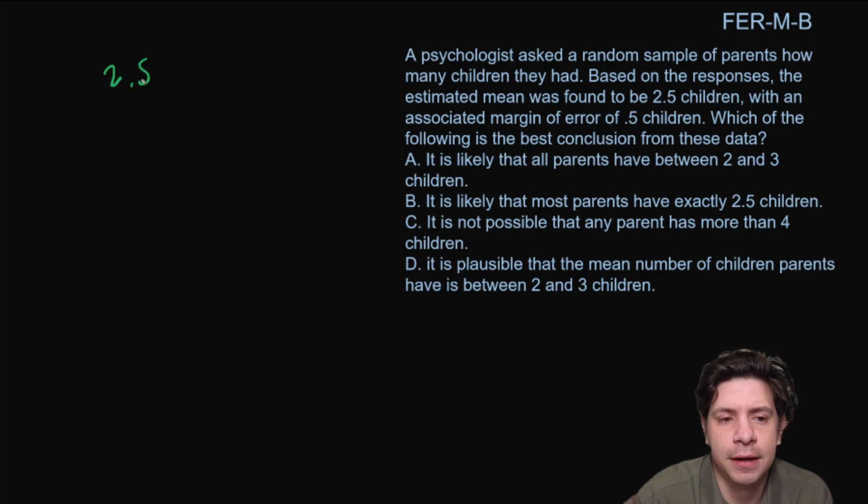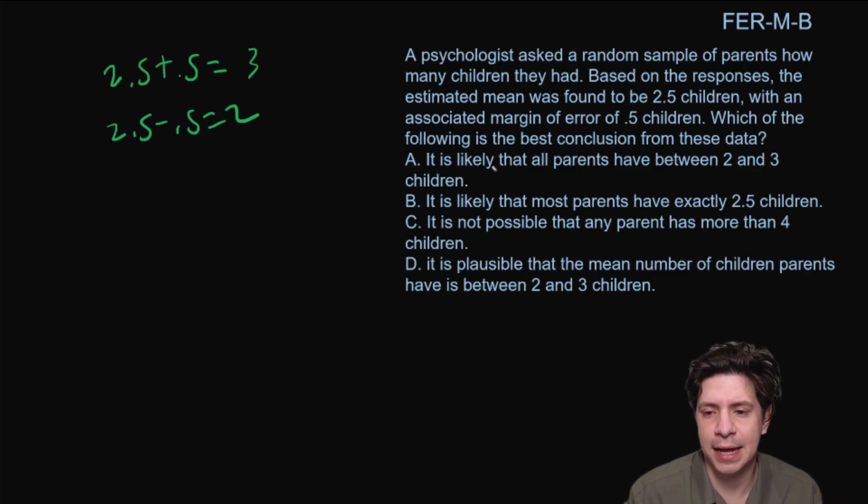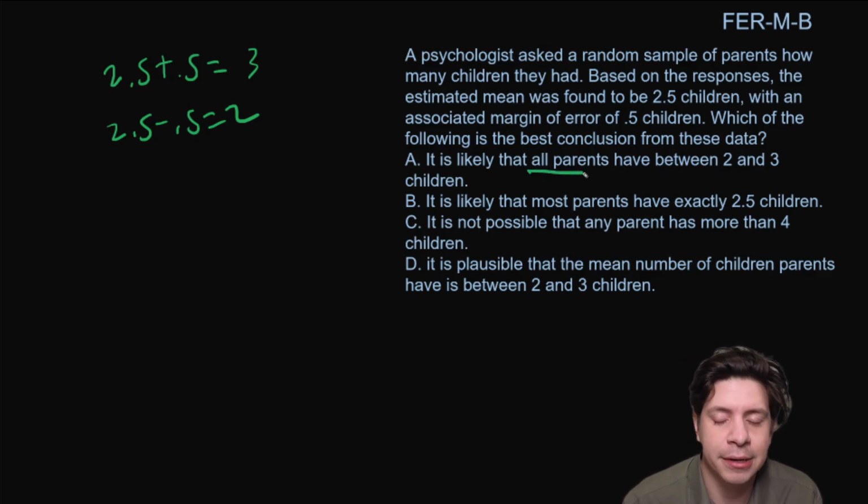So 2.5 plus 0.5 will get us 3, right? And you obviously wouldn't have to write this out. You could just do it in your head. Subtracting would get us 2, and it'd be pretty natural. So A: it is likely that all parents have between 2 and 3 children. I think the fact that it says all parents is too strong, so it's probably not A.